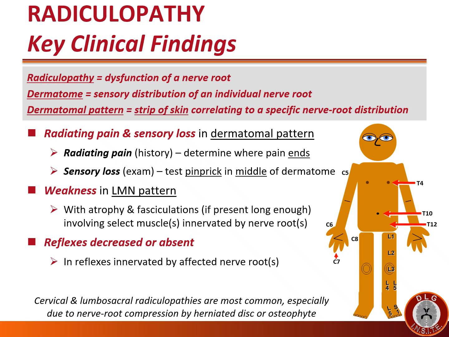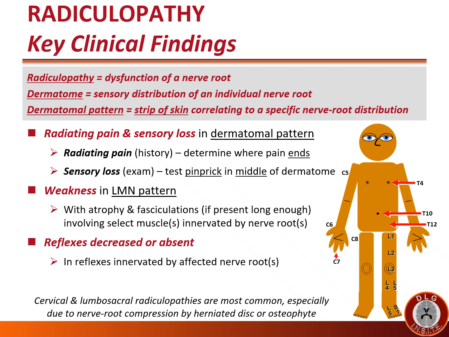Weakness in radiculopathy may occur if you involve the motor nerves in a lower motor neuron pattern. That is to say, there'll be atrophy and fasciculations if it's there long enough in the select muscles innervated by the nerve roots. And typically the reflexes are decreased. It's a peripheral nerve problem, lower motor neuron, so the reflex will be decreased or absent in reflexes innervated by the affected nerve roots.